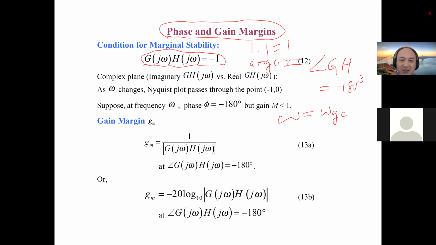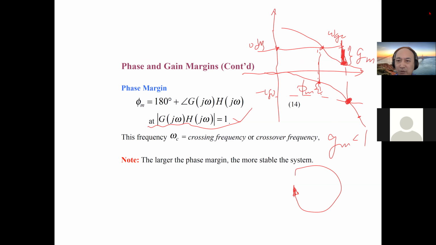Then basically I'm explaining that when you have omega cross at the minus 180 degrees, this one, this is the minus 180 degree. At this one, what is the omega? This is called omega PC. Omega PC is this point. Phase crossover. You cross over this line called phase crossover. This one is called gain crossover, GC. You cross this 0 dB line at the omega here.